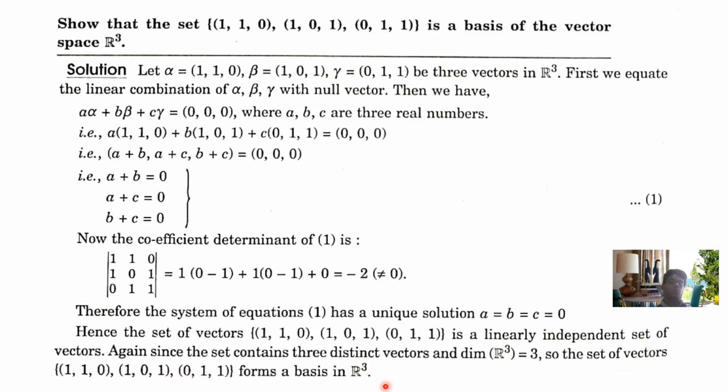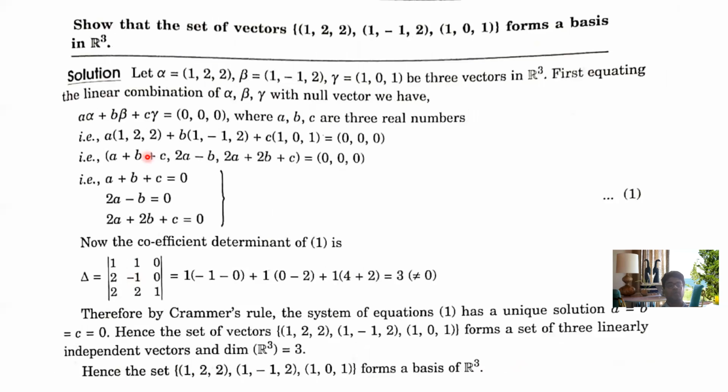First you have to check whether your set of vectors is linearly independent or not. If independent, and you have three vectors, that means by using these three vectors you can express each and every vector of R cube. So that's why you write down again: since the set contains three distinct vectors, the dimension of R cube is 3. So the set of vectors 1 1 0, 1 0 1 and 0 1 1 forms a basis of R cube.